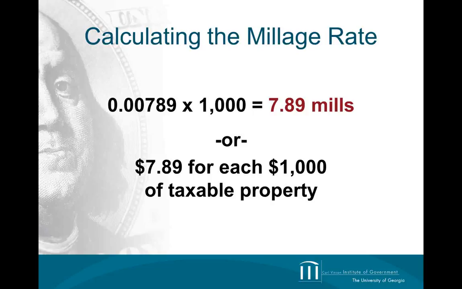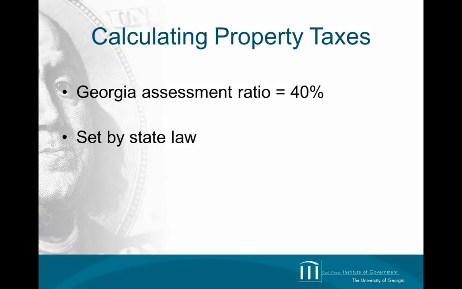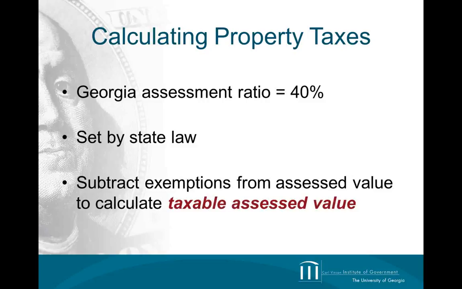Our next step is to take the millage rate that was just calculated and use it to determine the tax jurisdiction's portion of property taxes. In Georgia, the majority of tax jurisdictions multiply the market value of property by an assessment ratio of 40%, which is set by law. Exemptions are then subtracted from the assessed value, which leaves the taxable assessed value.